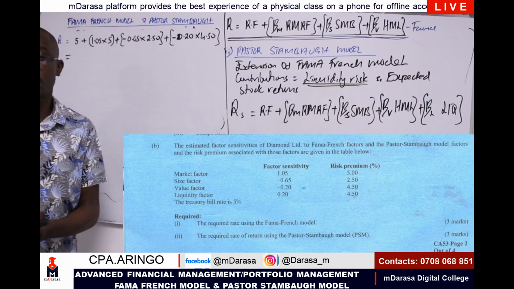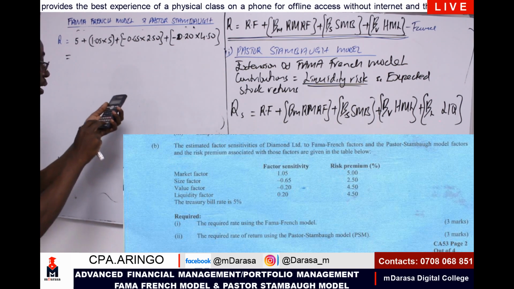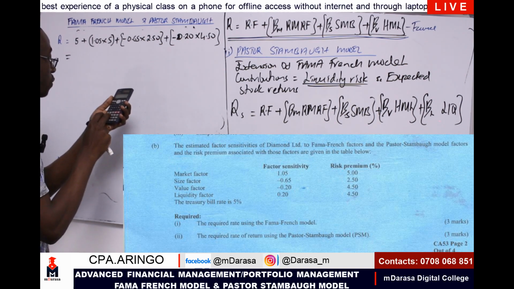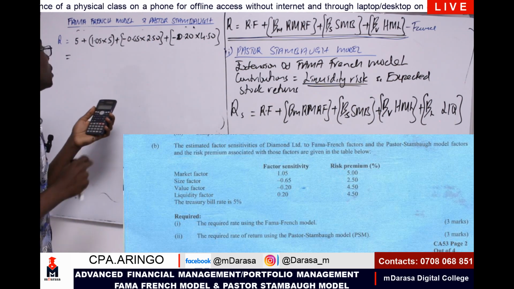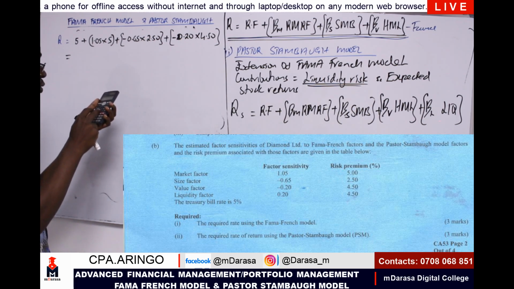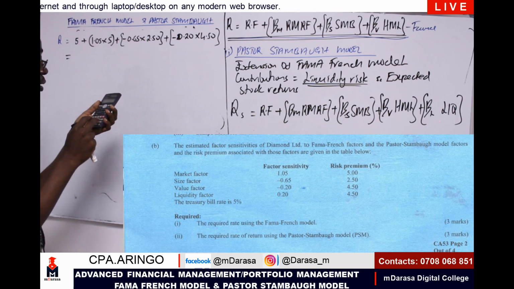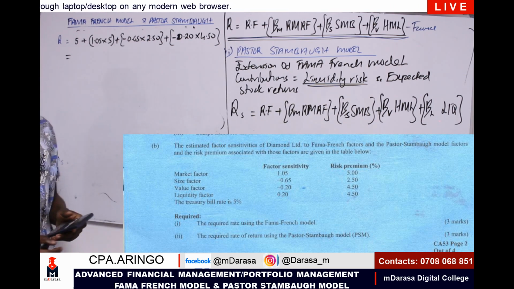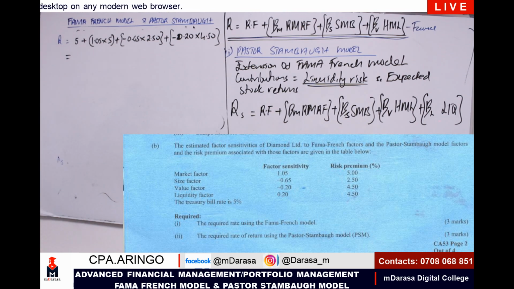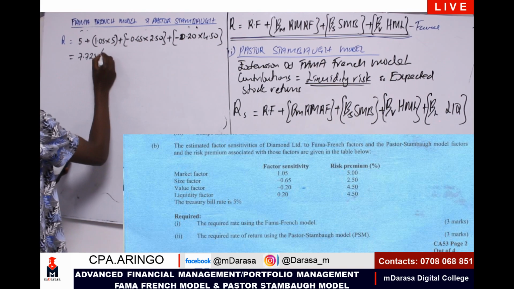Take your calculator and work it out for Mwalimu very, very quickly. If I take my calculator here, I'd be having 5 plus, in brackets, 1.05 times 5, we add negative 0.65 multiplied by 2.50, and of course we add negative 0.20 times 4.50. In this case, it should give us 7.725. Kindly confirm if you're getting the same value with Mwalimu. I'm having 7.725%, of course.